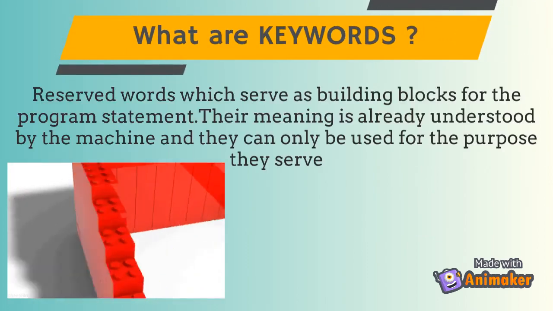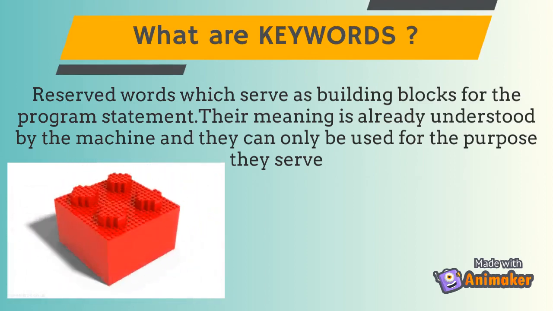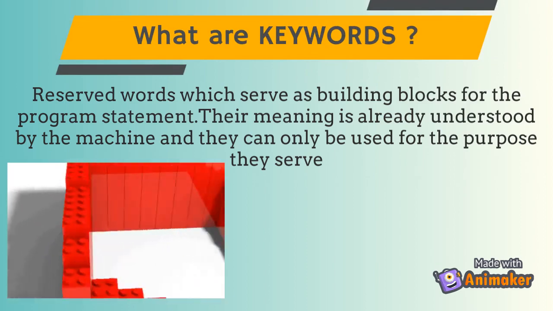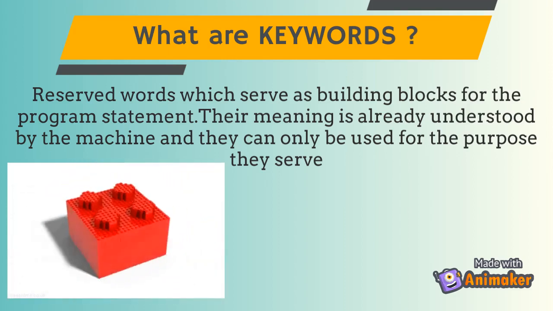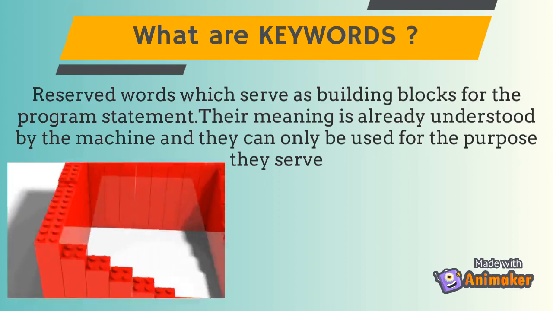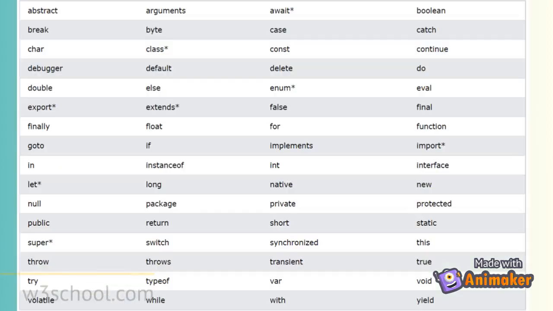Keywords are reserved words which serve as building blocks for the program statement. Their meaning is already understood by the machine and they can only be used for the purpose they serve. And we cannot use a keyword for naming the variables we create in our code. Here is a list of keywords in JavaScript.